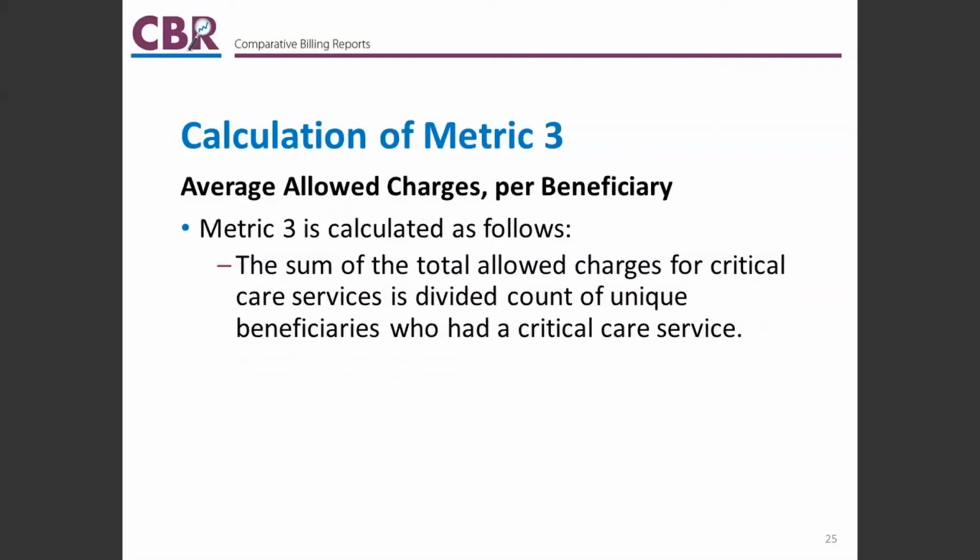Finally, we arrive at metric 3, the average allowed charges per beneficiary. This metric was calculated by dividing the count of unique critical care visits by the count of unique beneficiaries who had a critical care visit. Let's see the sample figures on the CBR for metric 3 in Table 5 on page 6.